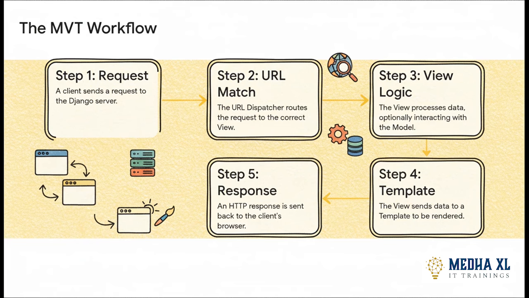So let's actually trace a user's journey through this system. First, you type a URL into your browser, right? That's the request. Django's URL dispatcher acts like the restaurant's maitre d'. It sees your request and directs you to the right table, or in this case, the right chef, the view. The view gets to work, maybe grabbing some data from the model, our pantry. It then hands that prepared data over to a template, which formats it all into a nice web page and sends it right back to your browser. Simple, right? And so elegant.